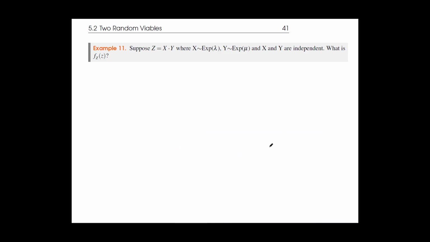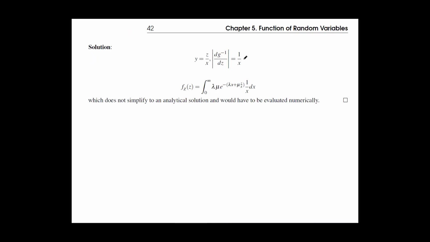One more. Now let's do the product of two exponential random variables, again with different rates lambda and mu. It's pretty much like the other one. Make sure you get these right. That's the inverse, and that's the derivative of the inverse. We already had the joint PDF, which is this one. So there you have it. Now, in this case, this integral doesn't have an analytical solution, so it has to be evaluated numerically.